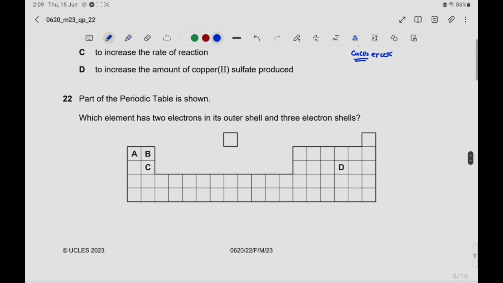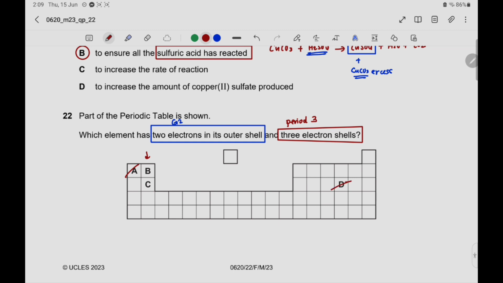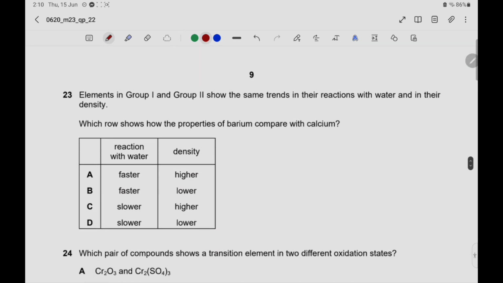So let's see which one has 2 electrons in its outer shell. Very obvious, group 2, right? And they have 3 shells. So this is period 3. So very obvious already. Group 2 is definitely A, B or C. So why is the answer C? Because this is period 1, period 2, period 3. Period 3, you have 3 shells. Let's see the next one.